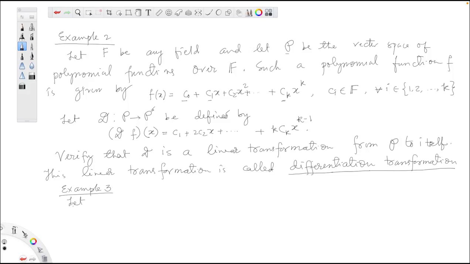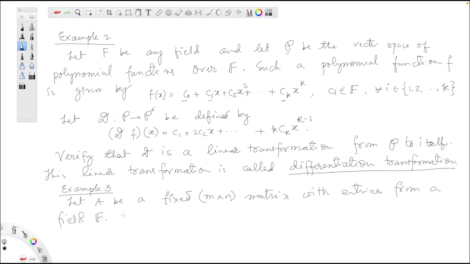In order to define this linear transformation, we should start with an m times n matrix with entries from a given field. Let A be fixed. We are not going to change this matrix. Fixed m times n matrix with entries from our field F.